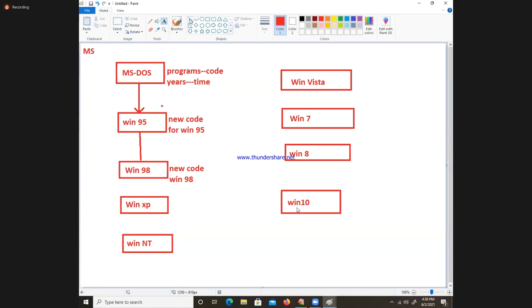Now tell me, just think by yourself. Are the Microsoft people carrying the previous code, or are they building the new code every time? Reusing the previous code, and they are building the new code whenever they require. Are you understanding this inheritance mechanism, please?